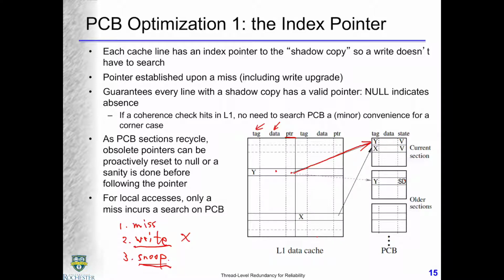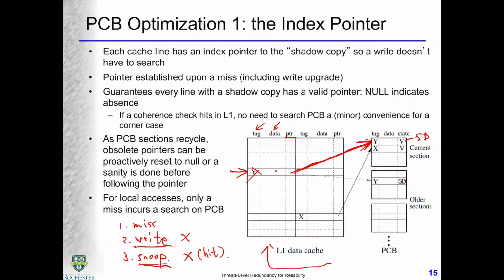If I have a snoop, I first check the cache line. Okay? If the cache line exists, anything that I need to do, I would need to follow. So suppose it's an invalidation. There's an invalidate external request, invalidate cache line Y. I find it, I say, okay, invalidate Y, and I follow the link to go here, and I set this to superseded state. Okay, again, no search. So write, I don't need to search. Snoop, I don't need to search if it's a hit.